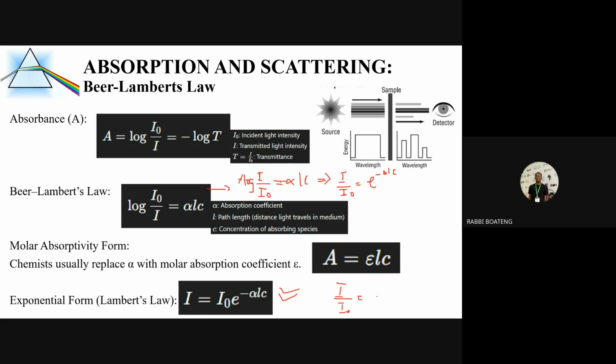So if you have I over I naught, it's going to be an exponent of what? The negative alpha L. And because the question didn't state any C, that is the concentration, we can just take C to be 1 and use this formula to solve. In the question, we've been given the absorption coefficient and the path length, that is the distance that the light traveled in the medium. So we just substitute, then you find it. Please, do we understand?